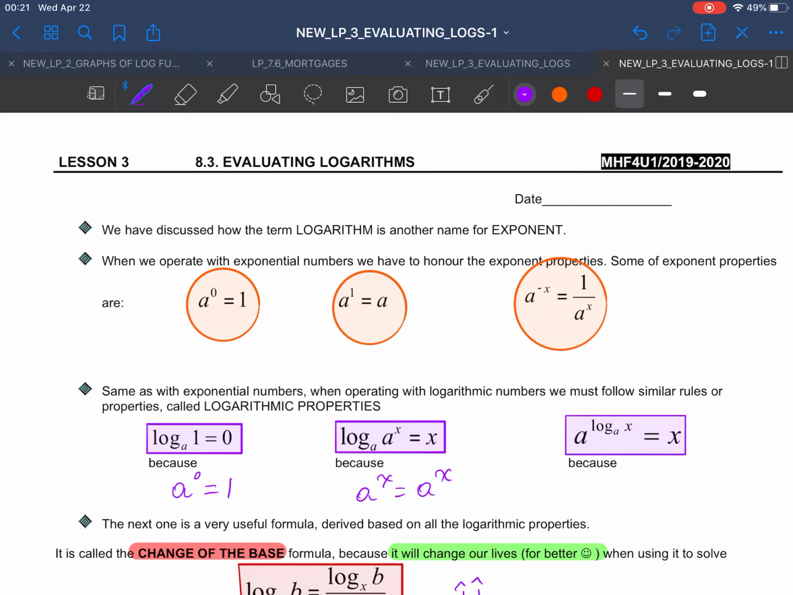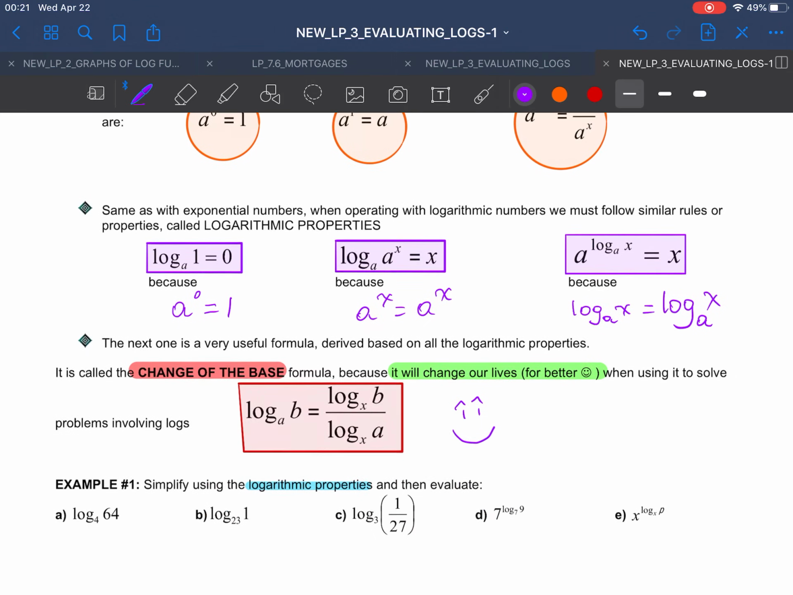And the last one is a to the power log base a of x equals x. And that's because this exponent in here is known as the log. We must raise this base to obtain this number. So the base a to obtain x.